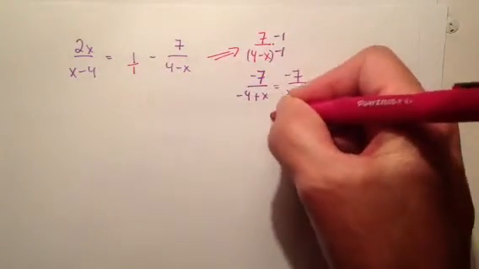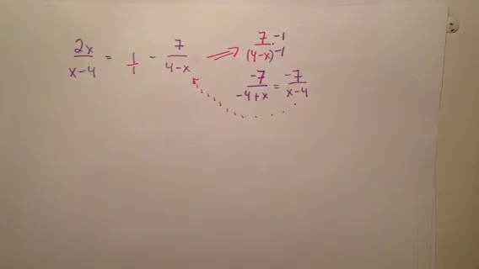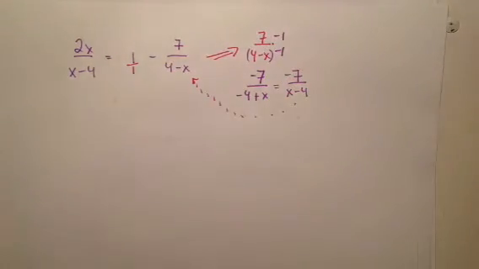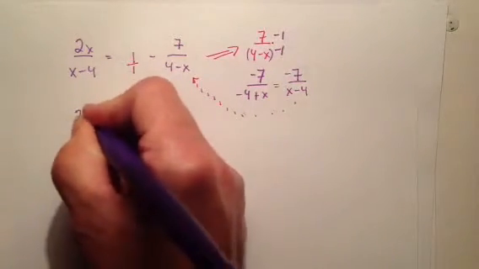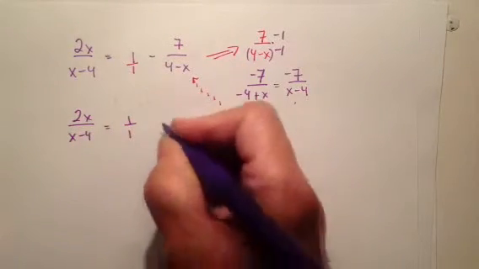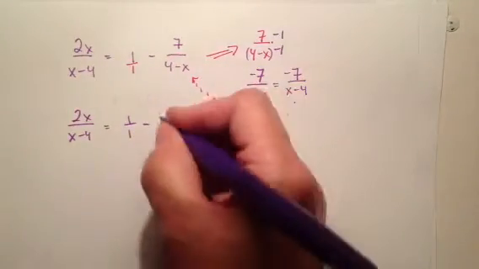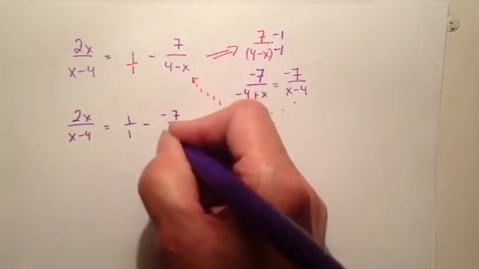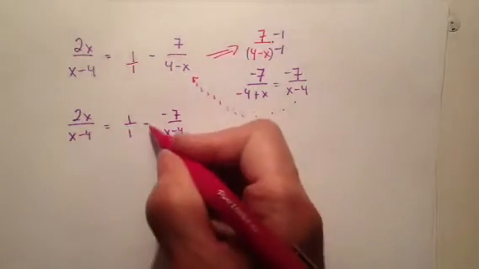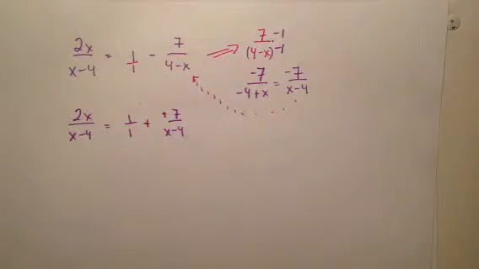So now what I'm going to do is go back over and substitute it back into here. All I did was change this by making it a -7 and reversing them. So let's rewrite our problem again. 2x over x minus 4 equals 1 over 1 minus, because that minus sign is still the same, and then I've got this -7 over x minus 4. So the nice thing about this is when you have a minus and a negative, you can make them into a plus. Don't forget that little rule.